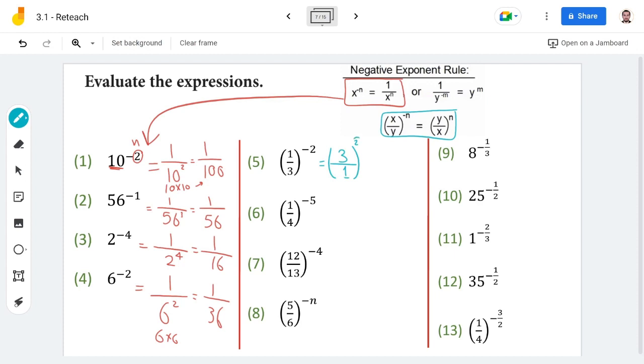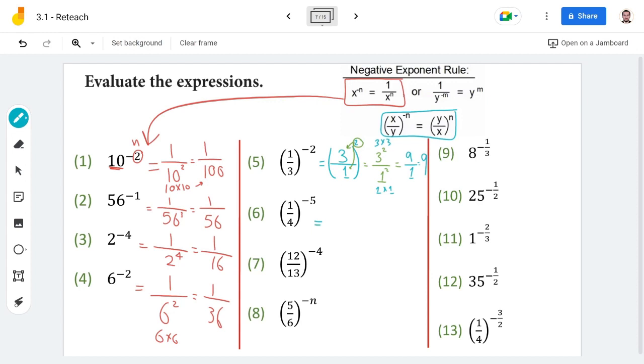Then we distribute the power. If you remember the rule, we can distribute the power to both numbers here, so it will be 3 to the power of 2 and 1 to the power of 2. Now 3 to the power of 2 means 3 times 3, which is equal to 9. 1 to the power of 2 is 1 times 1, which is equal to 1. So 9 over 1. 9 over 1 means 9.